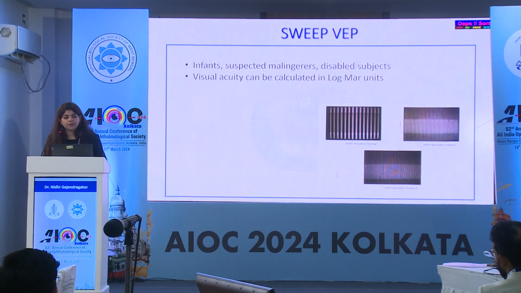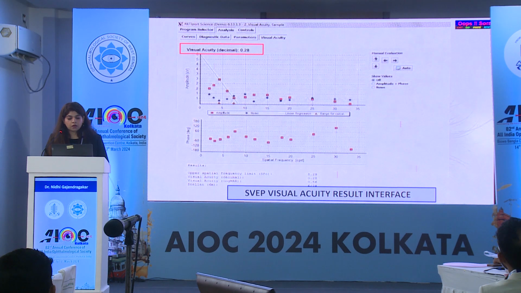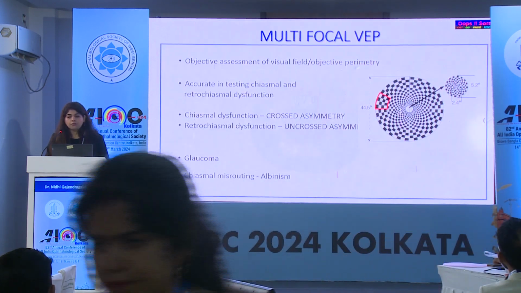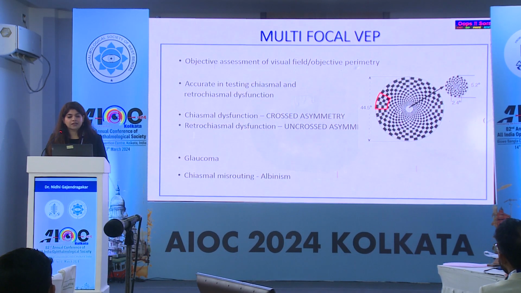Just a note on sweep VEP, done for infants, suspected malingerers or disabled subjects. Here the visual acuity is extrapolated and calculated in logMAR units. So this is how the result interface will look, and everything is extrapolated here through an algorithm. Multifocal VEP is a little more advanced. It is an objective assessment of visual field like perimetry, more commonly done for chiasmal and retrochiasmal dysfunction, glaucoma, and in chiasmal misrouting, especially in albinism.